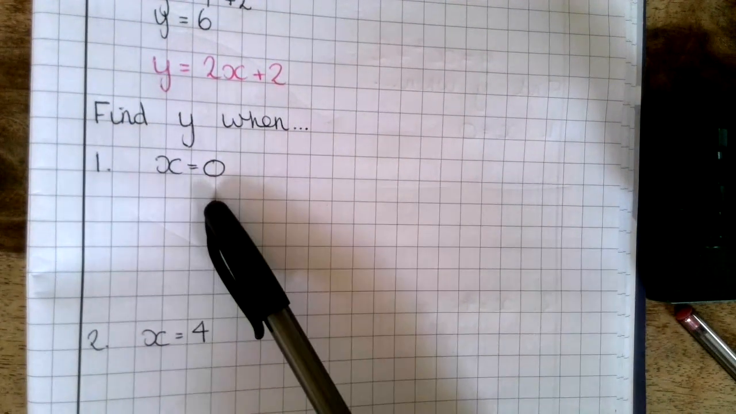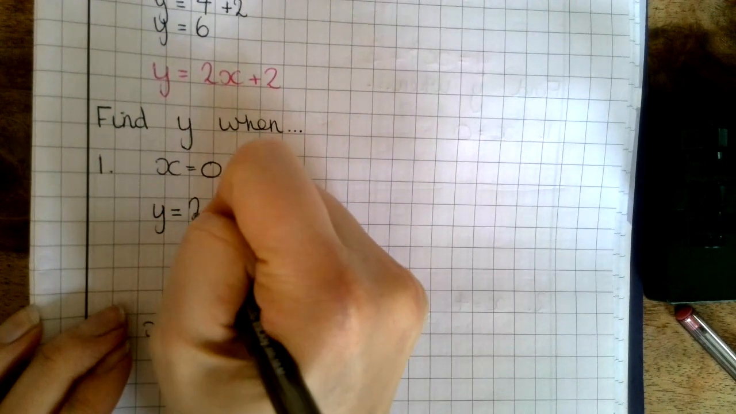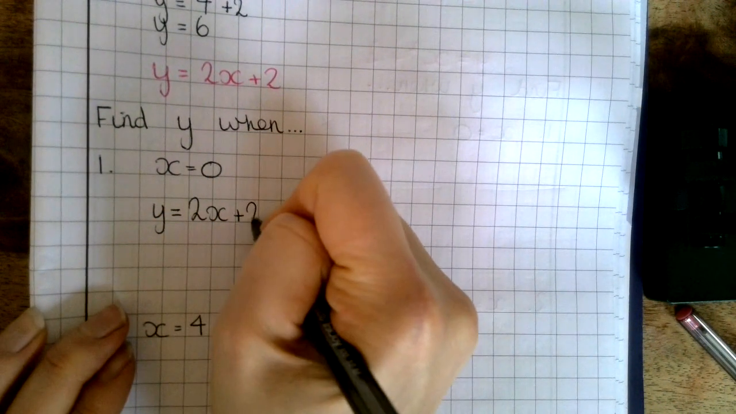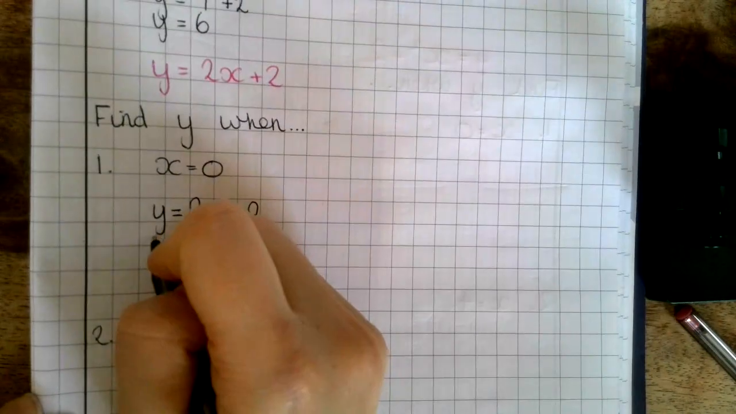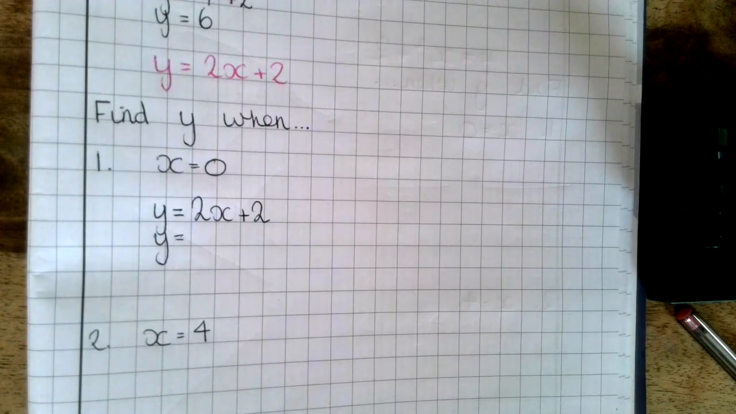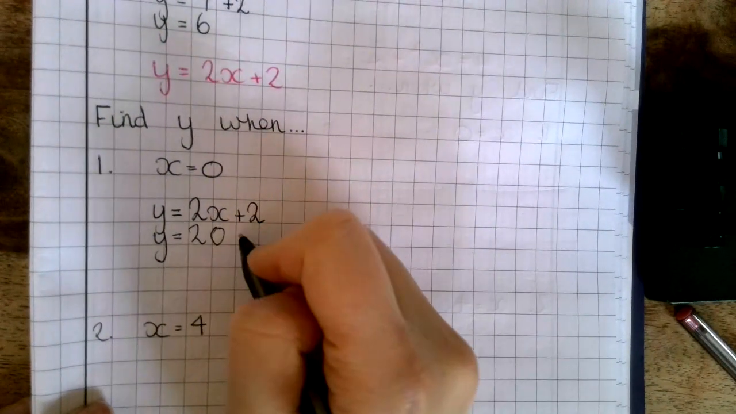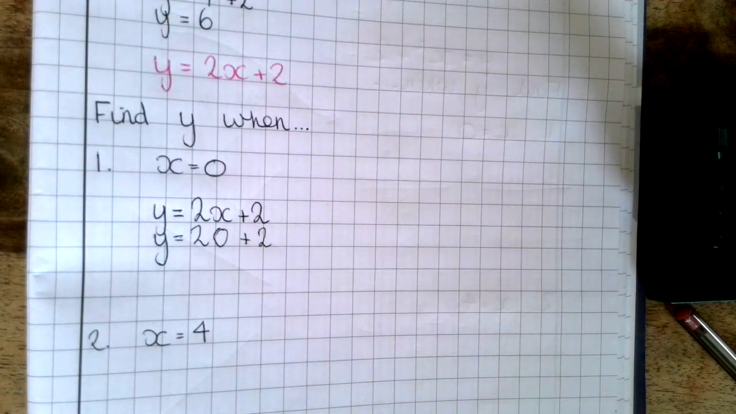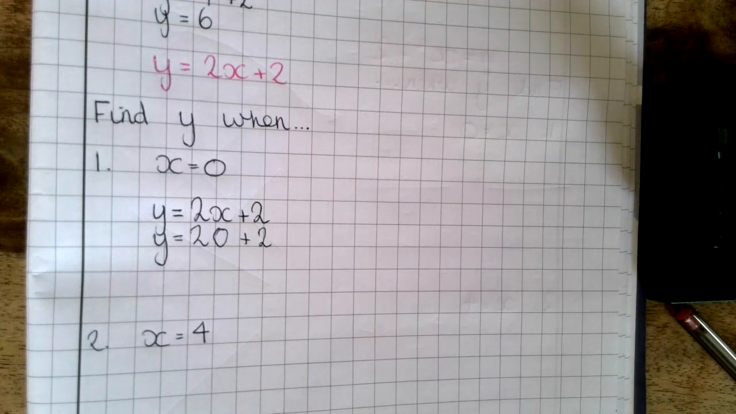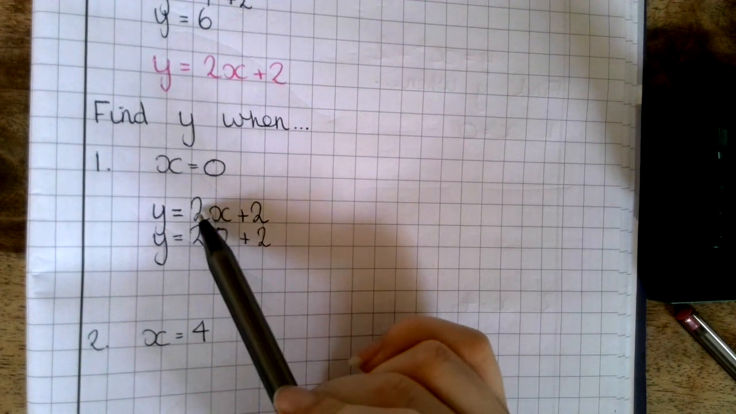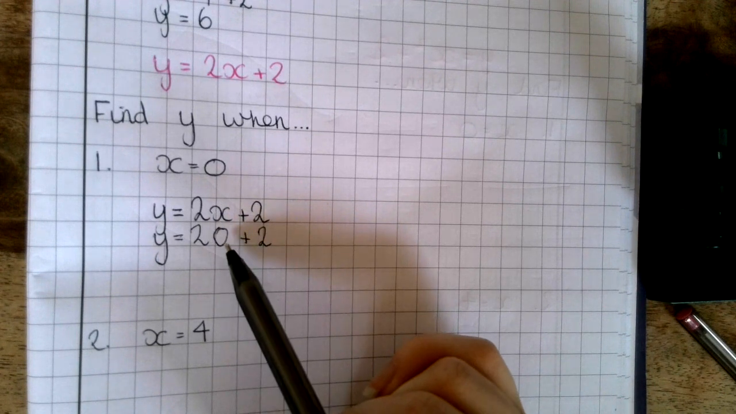So find y when x equals 0. Just like before, I'm going to start by writing the equation that I'm substituting my values into. Now I'm going to substitute in 0. Now look what happens when I put just a 0 where the x is. I've now got y equals 20 plus 2. But we just discussed then that 2x means 2 lots of x. 2 lots of 0 is not 20.